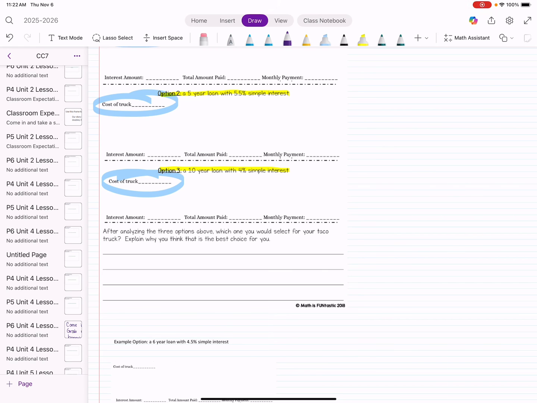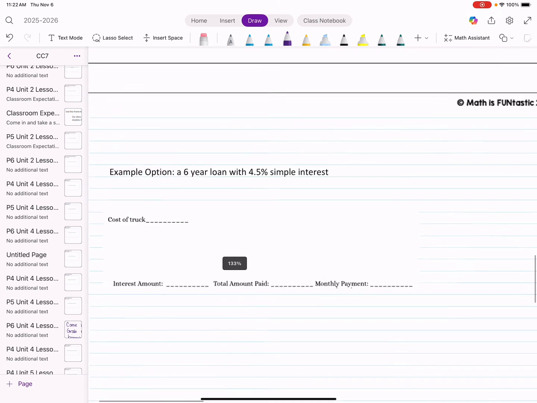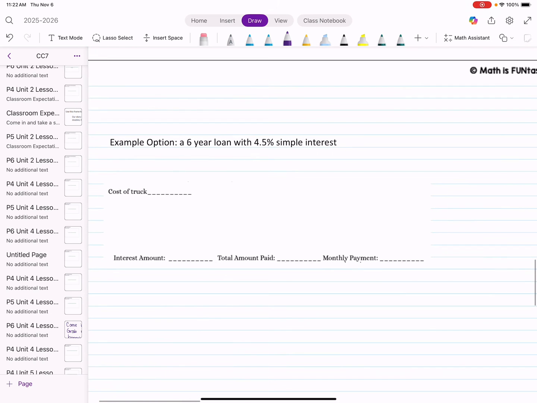So I'm going to show you an example. That way you can do it whenever you finally choose yours. I'm just choosing an example option. So let's say that I chose the $50,000 truck. So I would put $50,000 right here. So then I need to find the interest amount. So that's the A equals P times R times T.